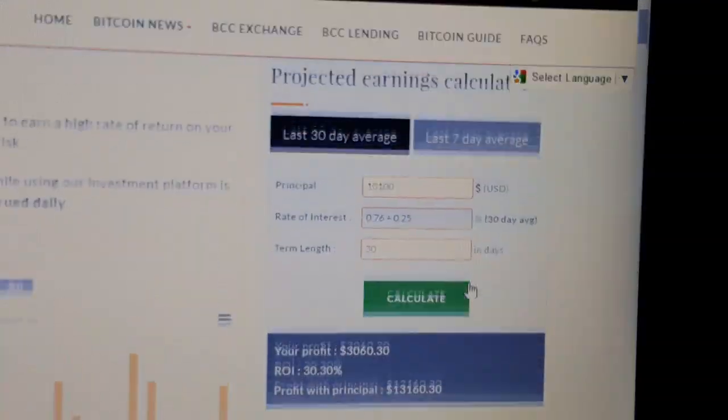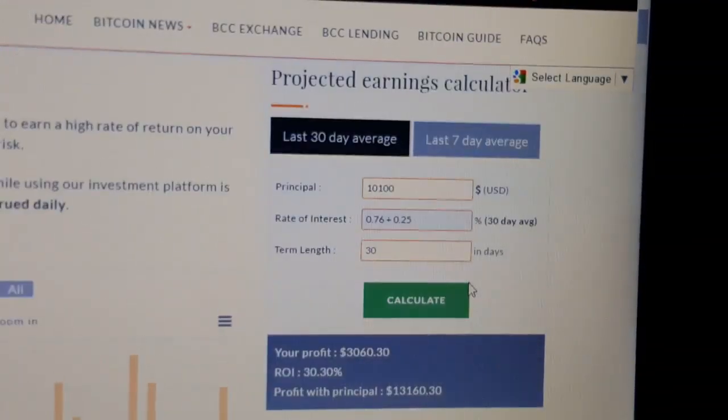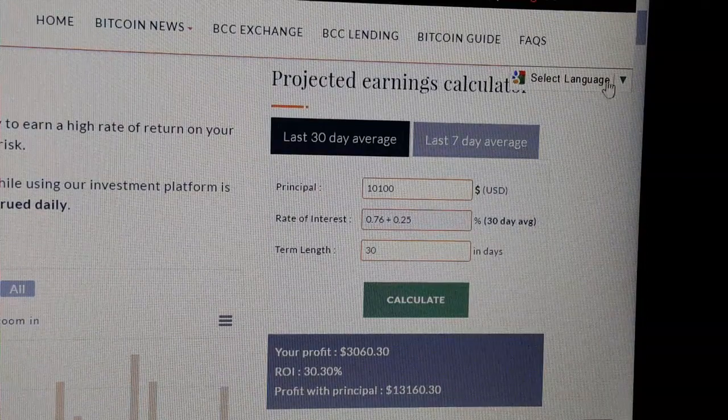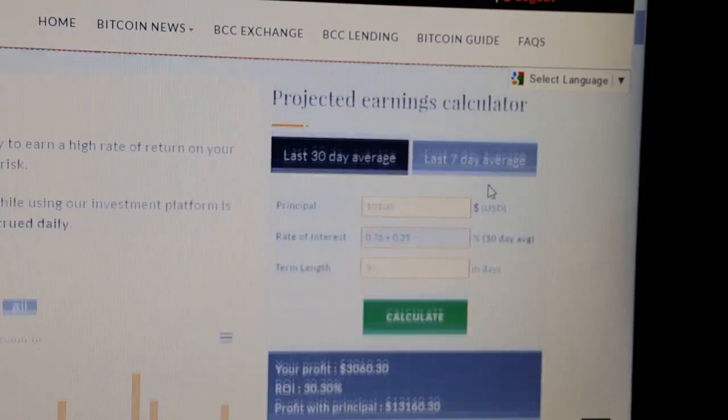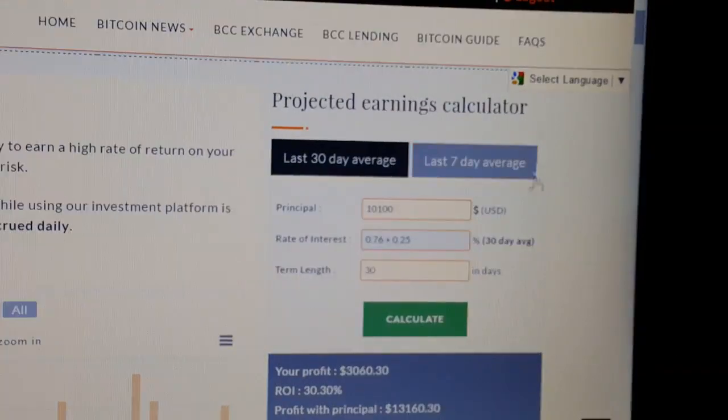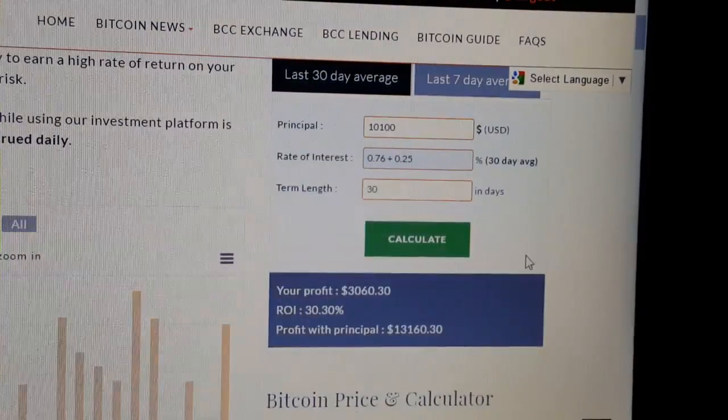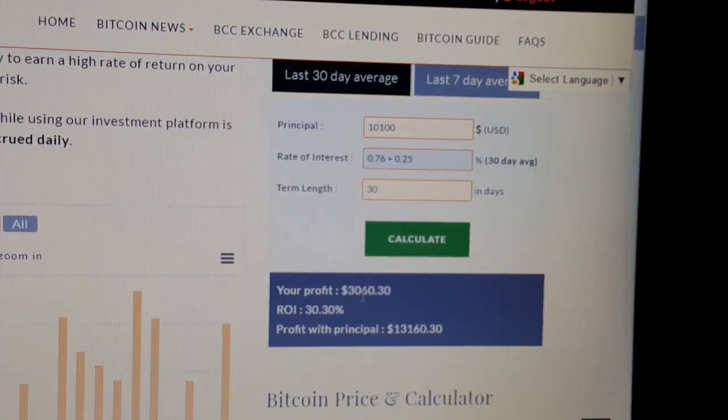So what you're seeing here is what the individual who did a loan with me has actually earned. This is not a projected income. This is the income that anyone who did a $10,000 loan in the last 30 days has earned, right? So your interest, you're able to cash out daily. You get paid interest, you cash it out daily. So if you had a $10,000 loan from 30 days ago, you would have already been able to cash out $3,060 in Bitcoin, right?